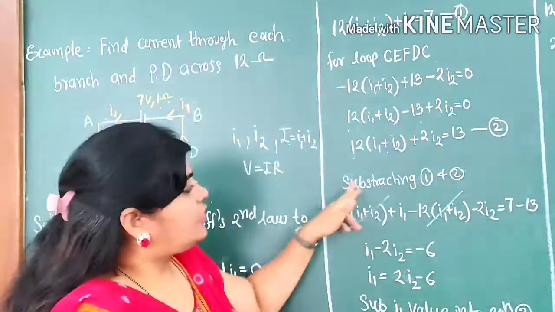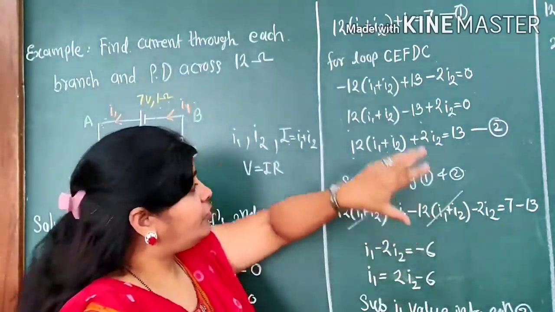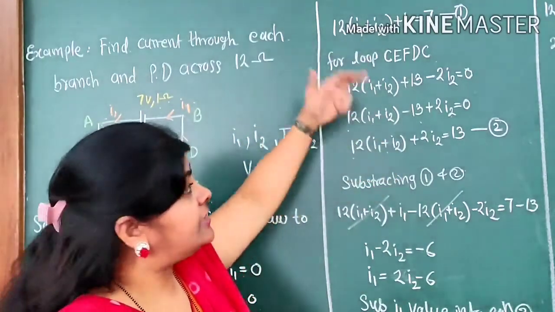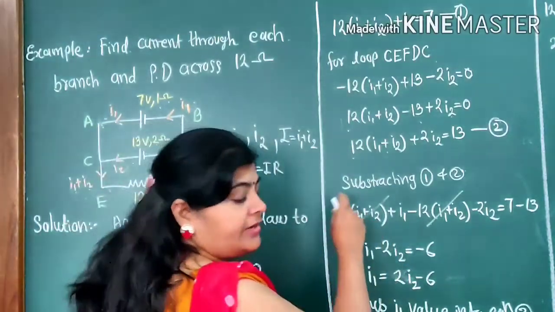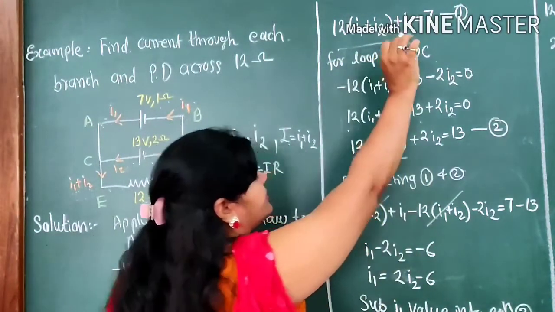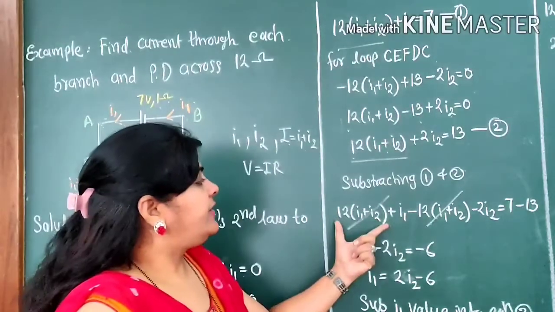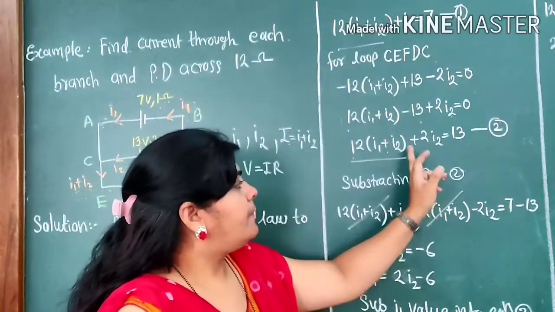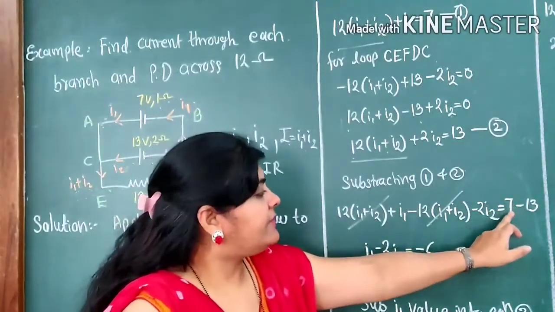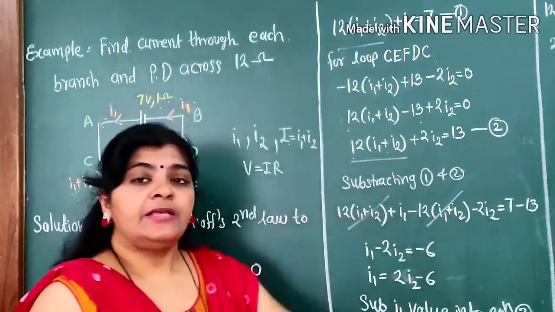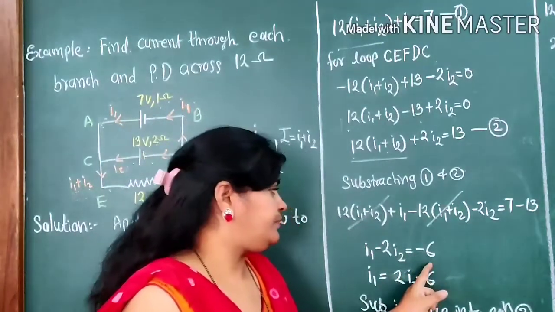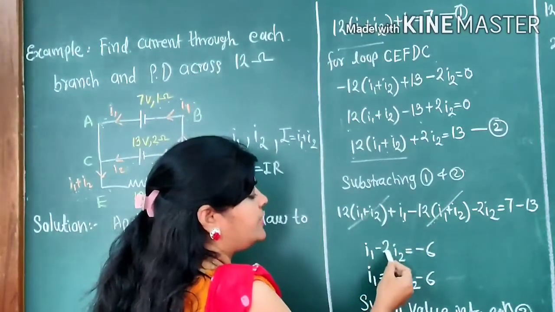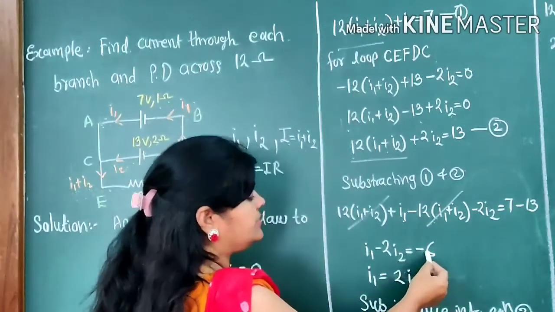Now subtracting equation number 1 and 2. If you see the two equations, the first terms are similar. That's why if I subtract, definitely this term and this term will get cancelled. We write the first equation, next the second equation, with minus sign for the second term, 7 minus 13. 7 minus 13 gives minus 6. And here the first term gets cancelled: I1 minus 2 I2 is equal to minus 6.